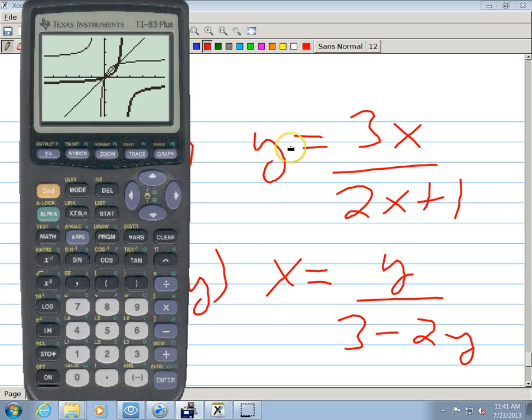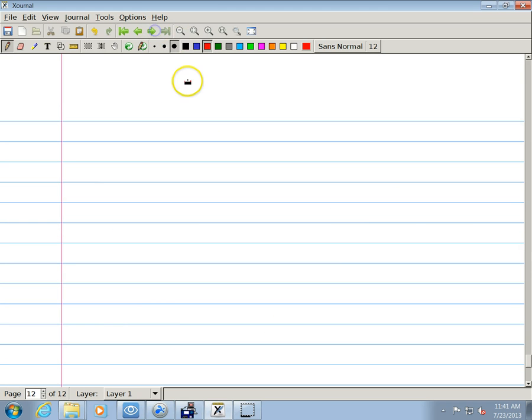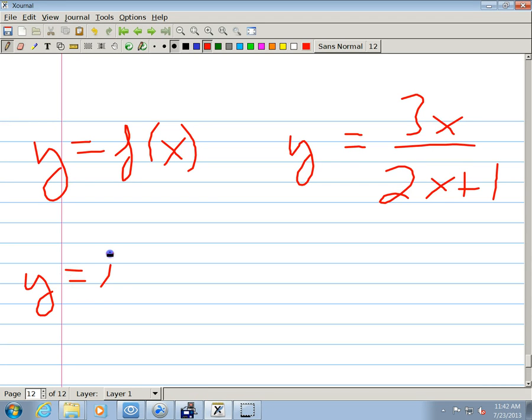How about algebraically? What if I want to compose this function with this function? Okay? So this is what I'm going to say. I'm going to rewrite this. To graph it, I did y equals a function of x, which is what was given: y equals 3x over 2x plus 1. But now instead of writing x as the inverse function of y, I'm going to say y is the inverse function of x and write down what we graphed. This is what we graphed.